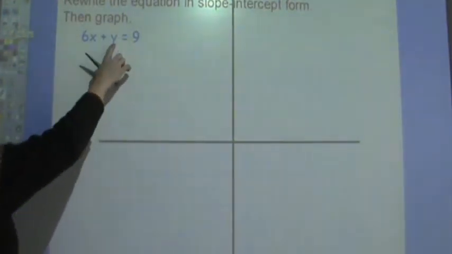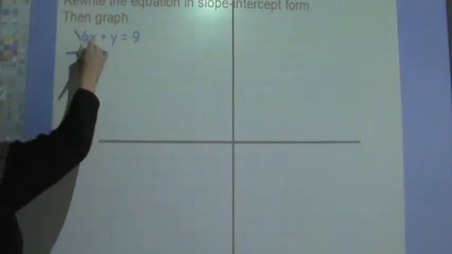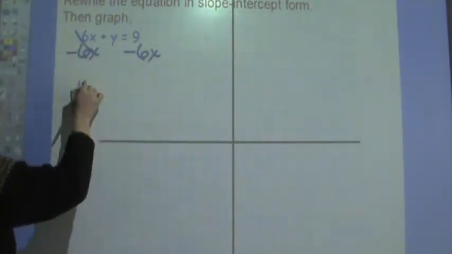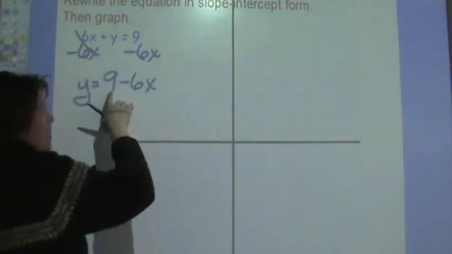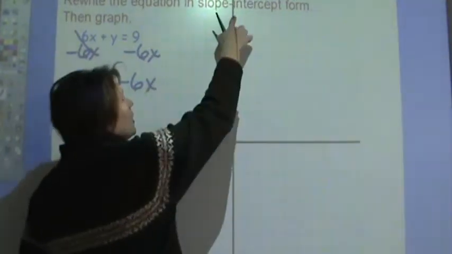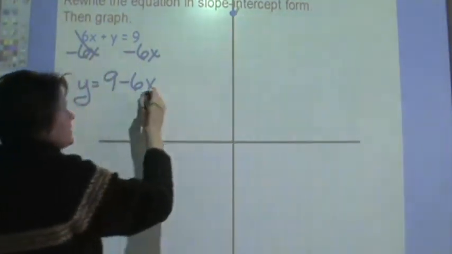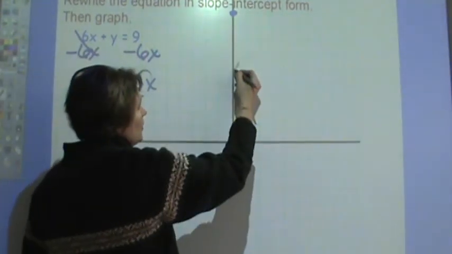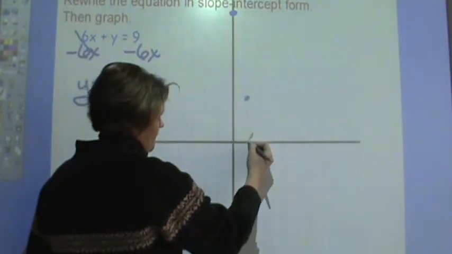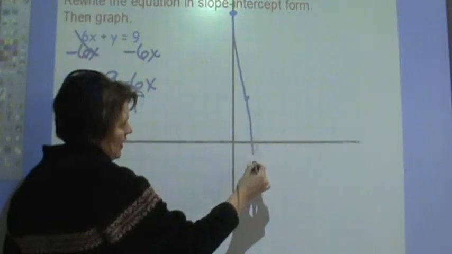Okay, so on your graph paper, let's try this one. I'm going to get y by itself, so I have to get rid of the 6x. I'm going to do that by subtracting. So y equals 9 minus 6x. So my y-intercept is 9. Go all the way up here to 9. And then my slope is negative 6, so down 6 over 1. Then we just draw our line.